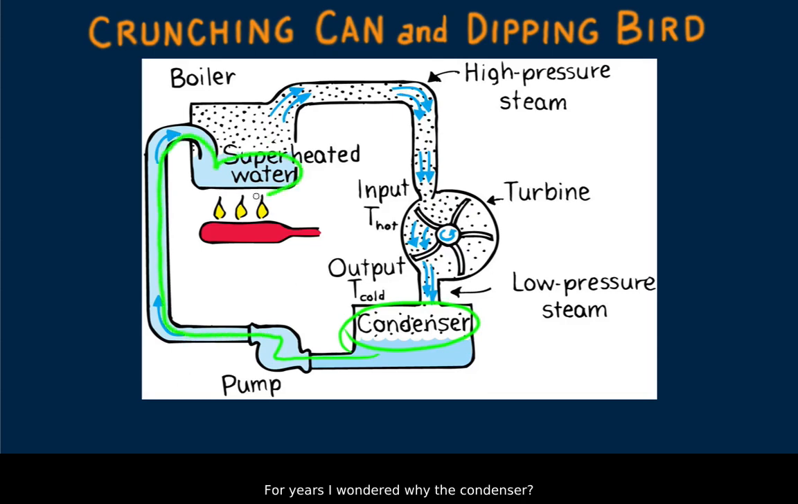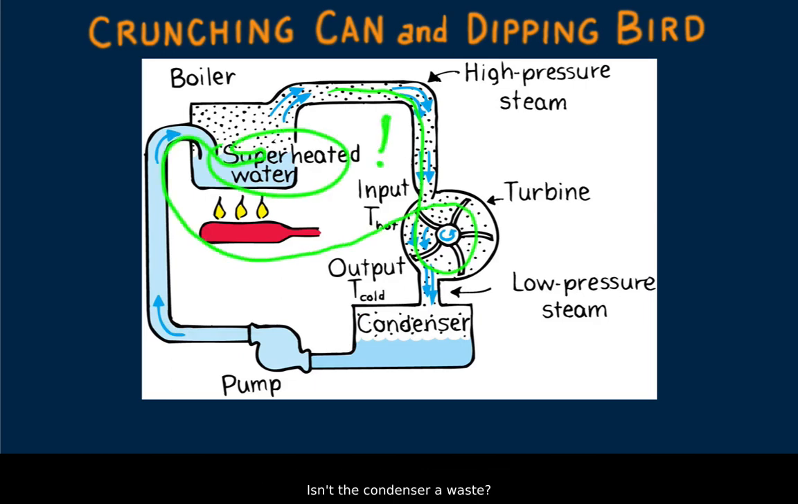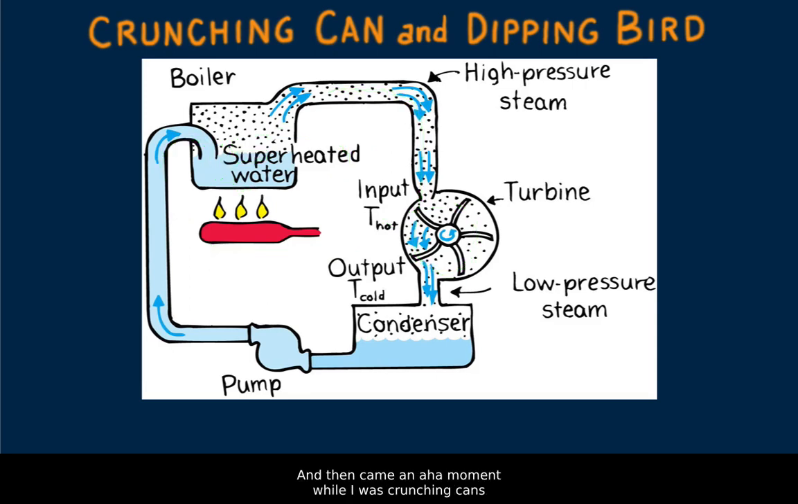For years I wondered, why the condenser? Why not bypass the condenser and send the spent steam directly back to the boiler? Isn't the condenser a waste? You cool the steam down, change it to water, but then heat it up again when it gets to the boiler. Something wasn't right here. What physics was I missing? And then came an aha moment while I was crunching cans by atmospheric pressure in my conceptual physics class.